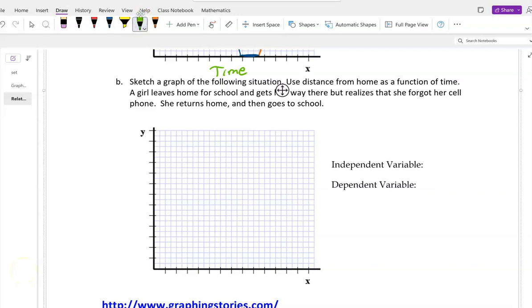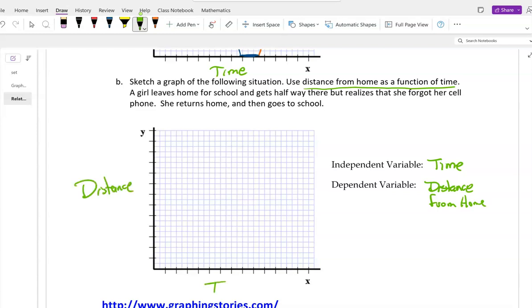Okay, distance from home as a function of time. So again, time is independent, and distance from home. So distance goes here, and time goes down here. What's the scenario? The girl leaves home for school. So the distance from home is going to increase, but then gets halfway. So I guess if this is half, the total distance is going to be up there, something like that. But she realizes that she forgot her cell phone.